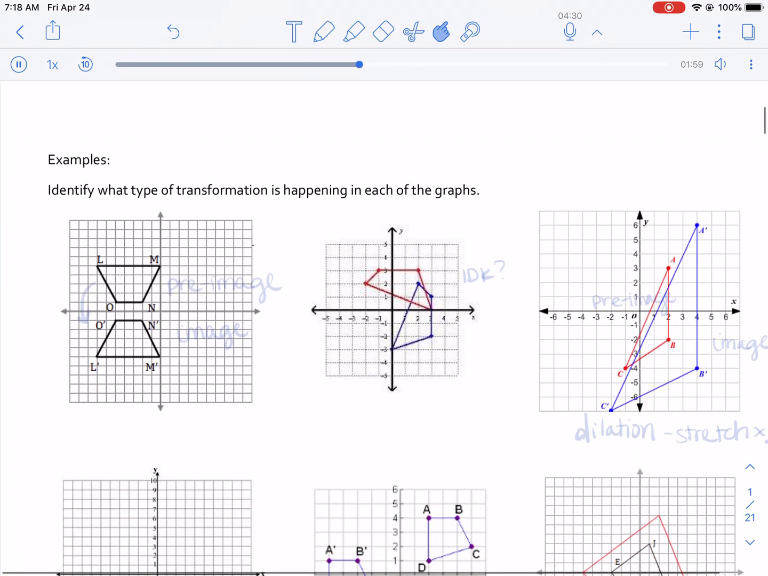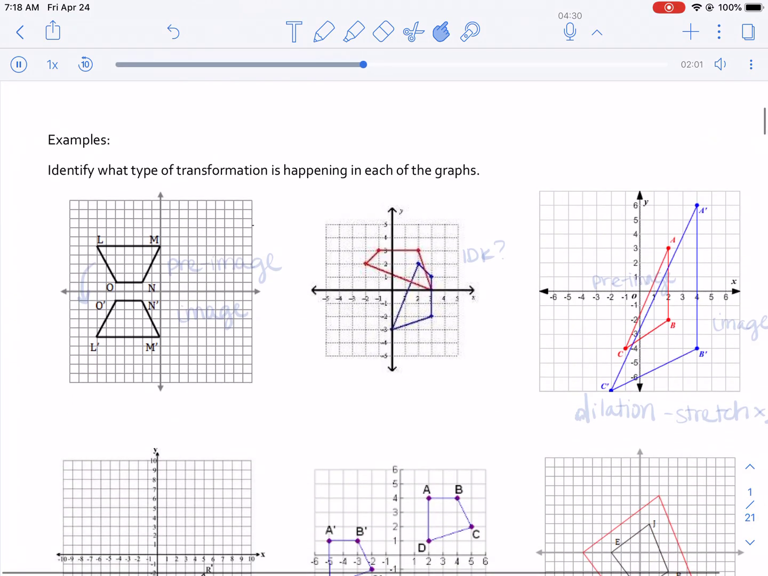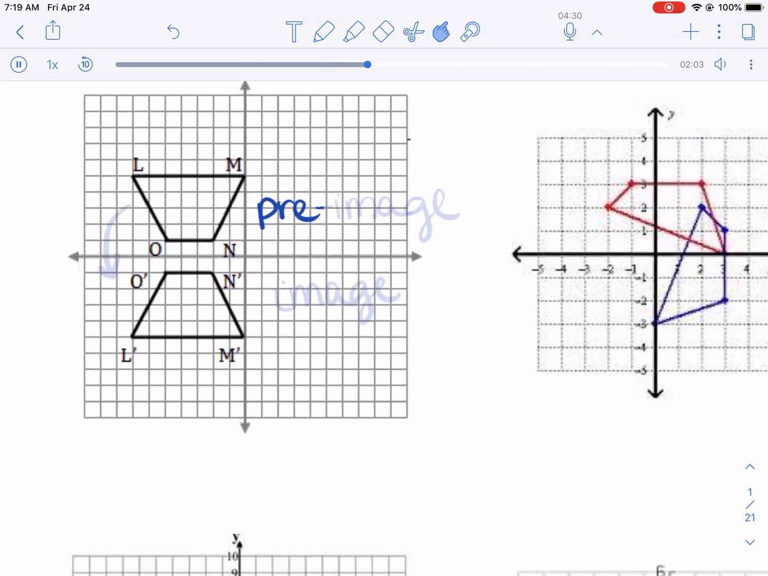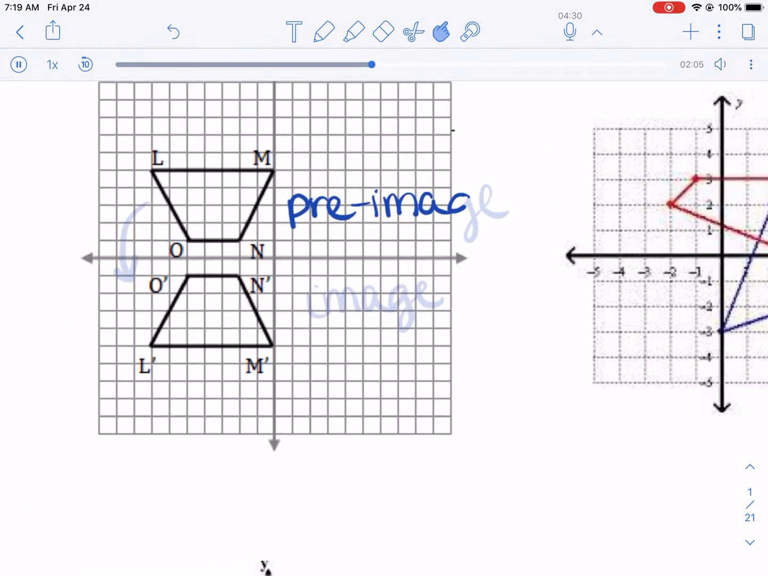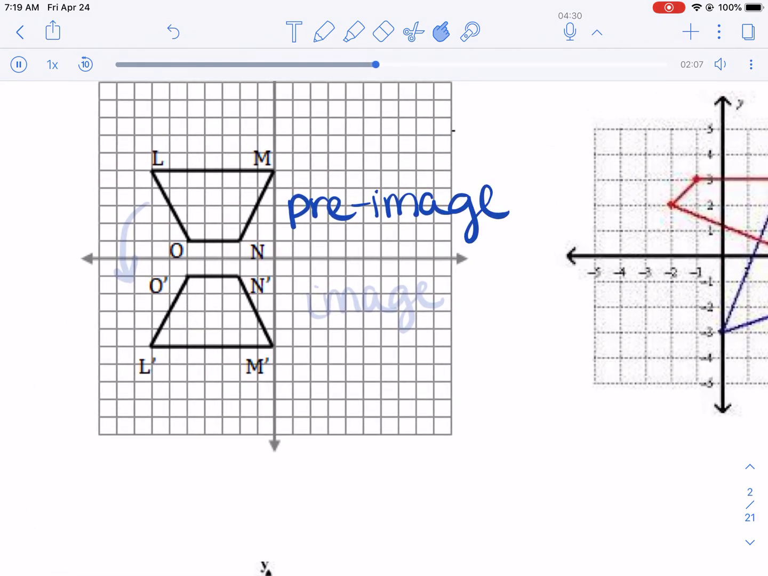In our trapezoids, L, M, N, O is our pre-image. That's the original. And L prime, M prime, N prime, O prime is our image, the new shape. So we know that this shape started out on top and then was reflected to the bottom.